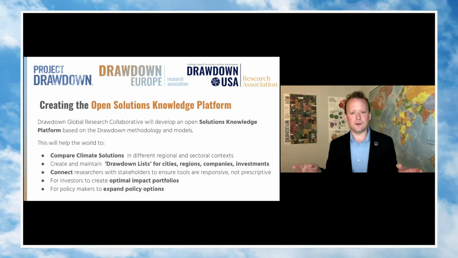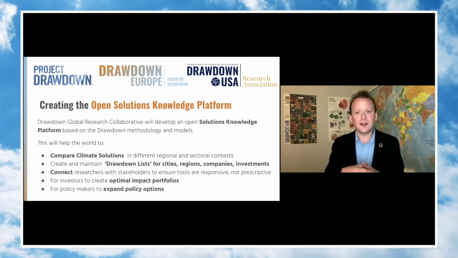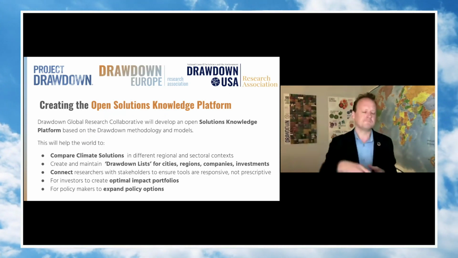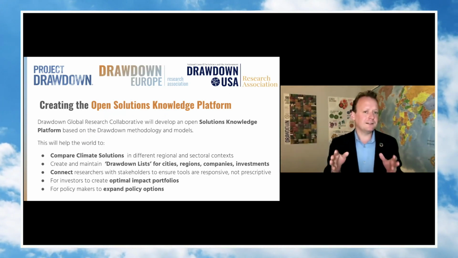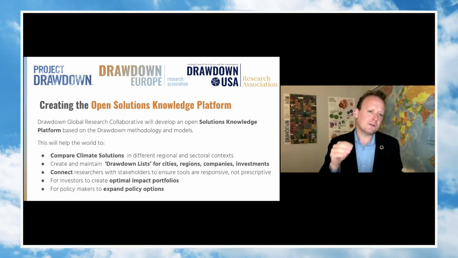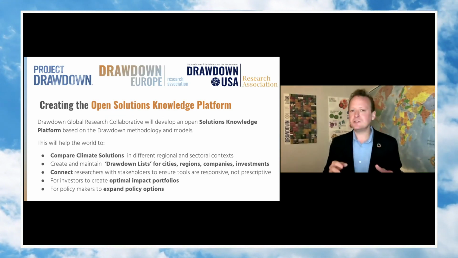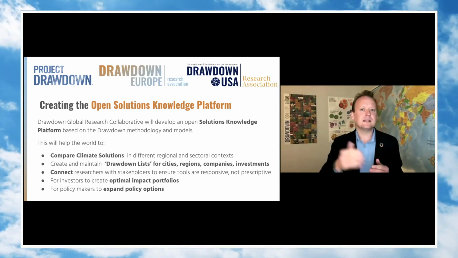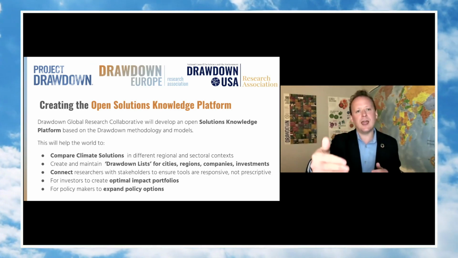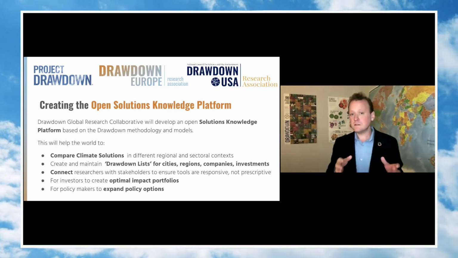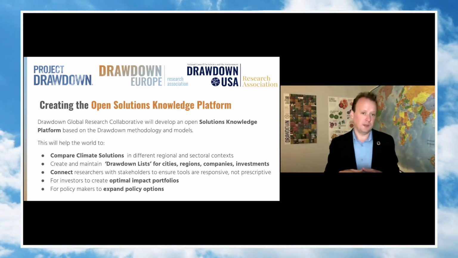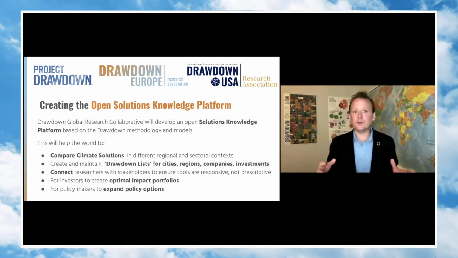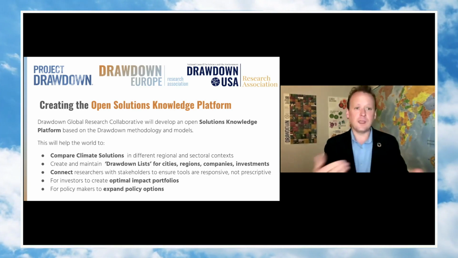Global solutions models, global systems models are useful for showing what is possible to achieve in the future. However, they're less applicable to on-the-ground decision-making. We need tools that are useful and meaningful for people working to accelerate climate solutions at scale. This solutions platform will integrate the Drawdown methodology and models for broad use across sectors and different contextual scales.